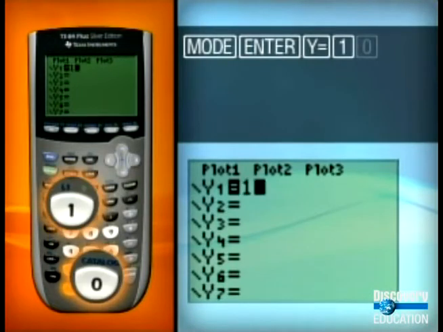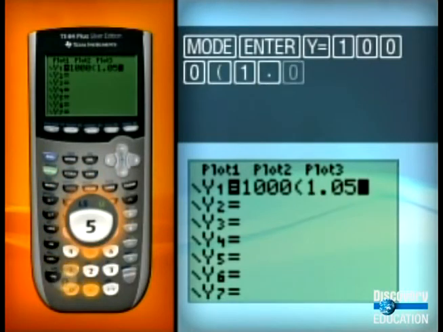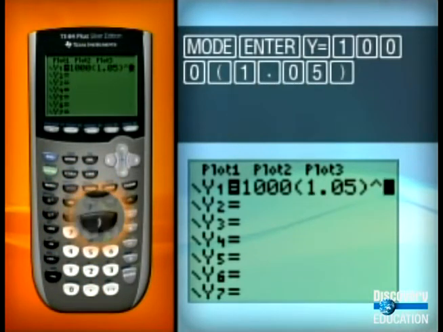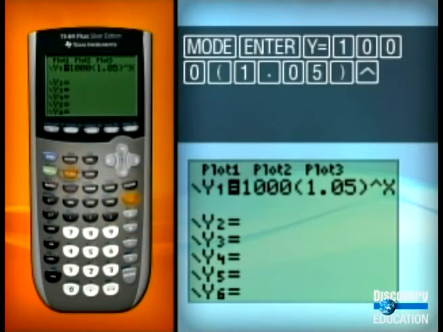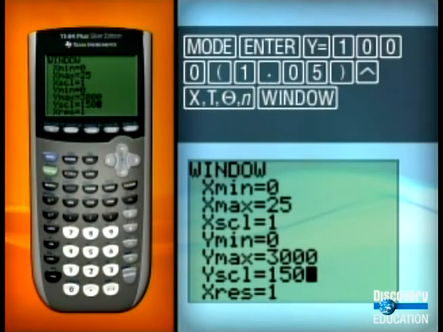That's 1,000 followed by the left parenthesis, then the decimal 1.05, followed by the right parenthesis, then the power key, and finally the x variable key. In function mode, this calculator uses x for the independent variable. So here x stands for time t. Press Window. Let X range from 0 to 25 years. Leave X scale at 1. Let Y range from 0 to $3,000. Change Y scale to 150. Leave X res at 1.